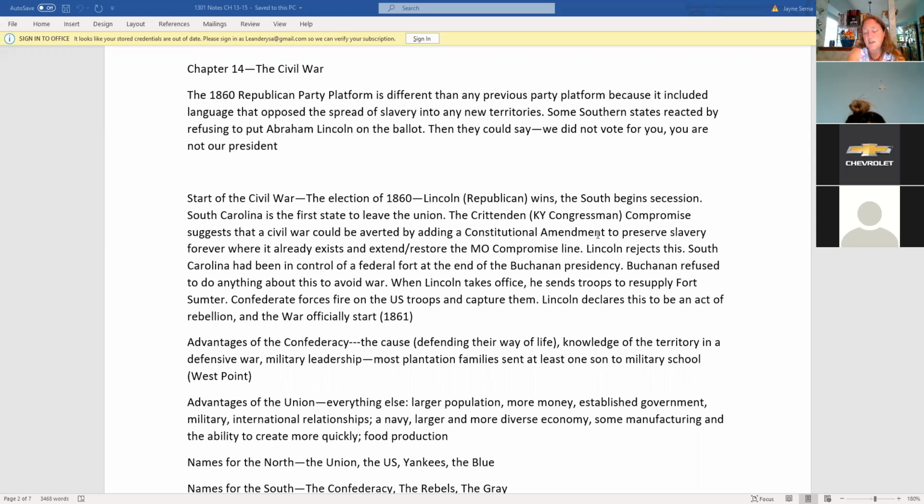The Southerners would say it antagonized the start of the war, but the party platform says that they will oppose the spread of slavery into any new territories, and Lincoln is their nominee. Some Southern states react by saying, hey, we just won't put you on the ballot. And that way, if he is elected, they could say, we didn't vote for you, you're not our president, and they would be kind of accurate.